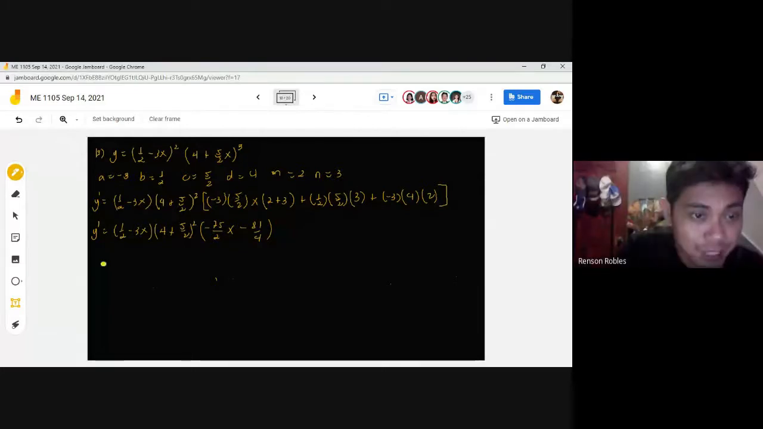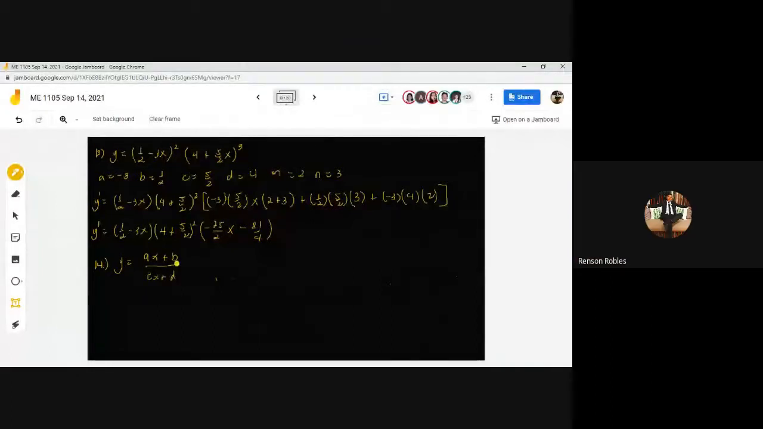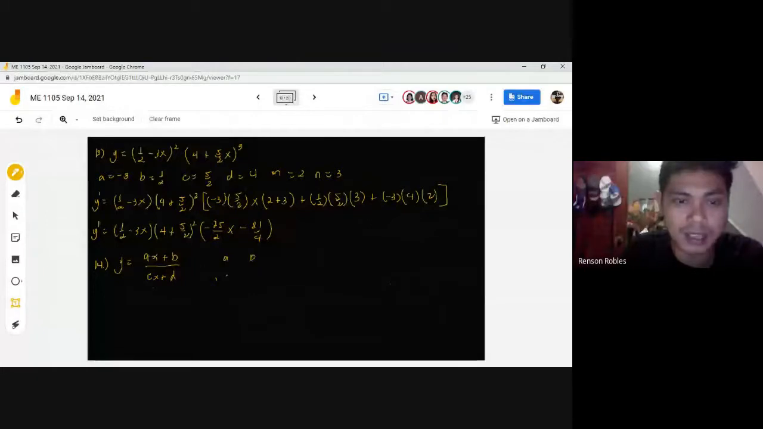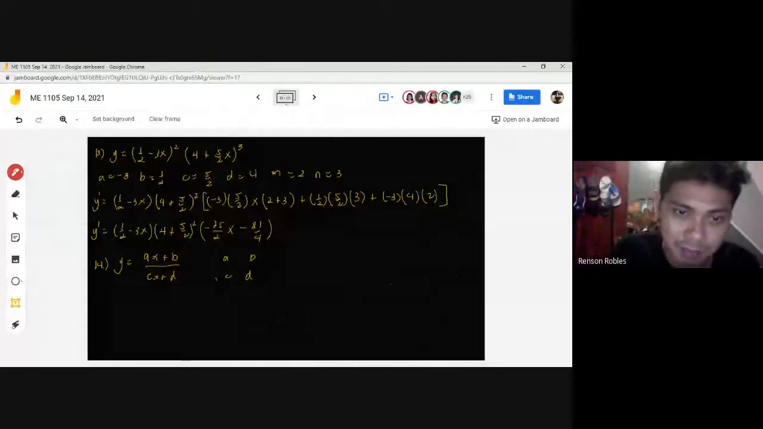13, 14. Yung quotient rule naman, if you're given y equals ax plus b all over cx plus d, okay, you just convert this into an augmented matrix. Sir, what is that augmented matrix? You just get the coefficients a, b, c, d, and then you do it as if you are computing for the determinant of a matrix. Pag ganito, plus, and then pag pataas, minus.